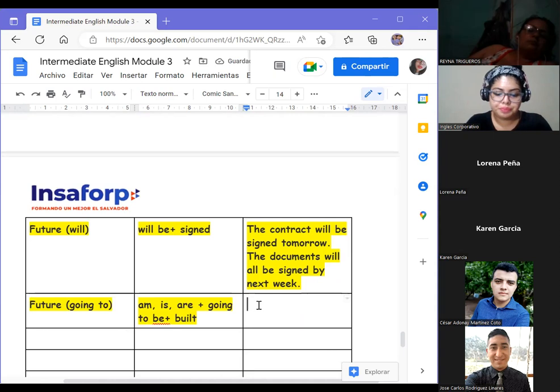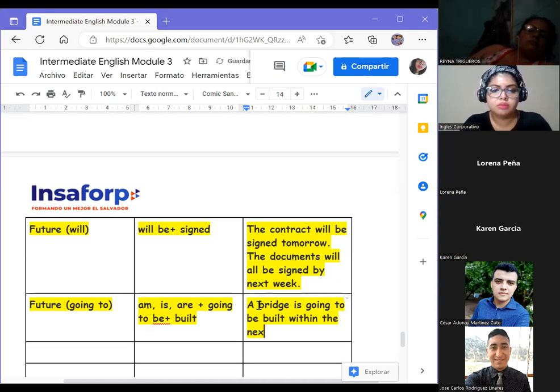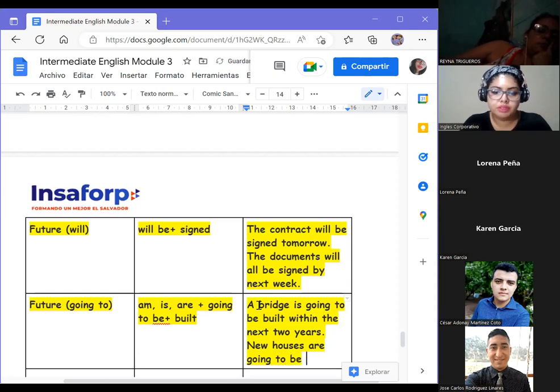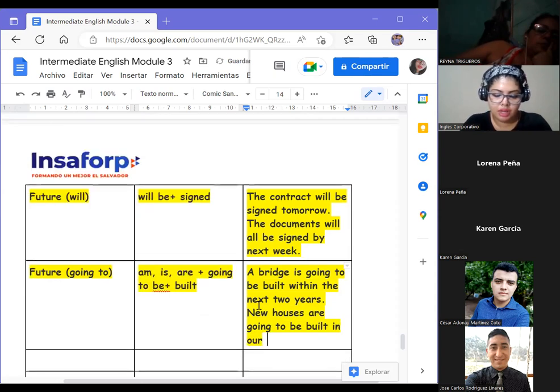And we have the example. A bridge, it's going to be built within the next 2 years. And the second one, new houses are going to be built in our neighborhood.